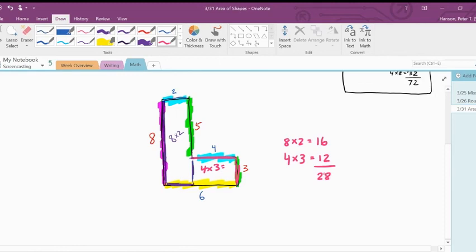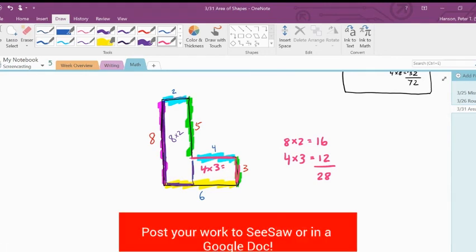Give it a try when you're at home. Try creating some L shapes or some S shapes or some O shapes and see what the areas of those are, and post them either to Seesaw or take a picture and put them into your Google Doc. Good luck with your area this week.